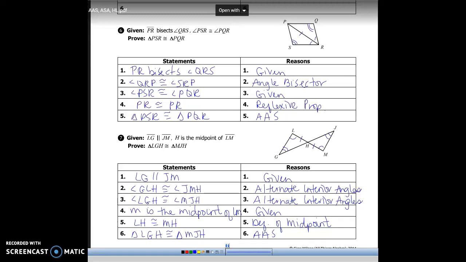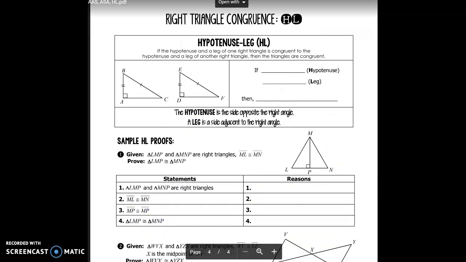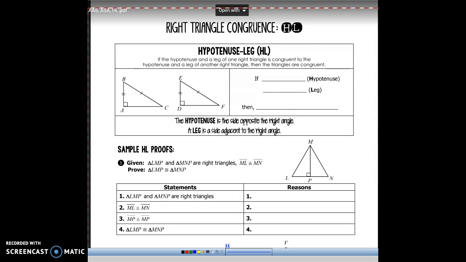Okay, now that you've finished 6 and 7, take just a minute now and check your answers, and then we're going to move to our next proof. Okay, so we talked about angle side angle and angle side angle. So now our last thing that we need to talk about is hypotenuse leg.